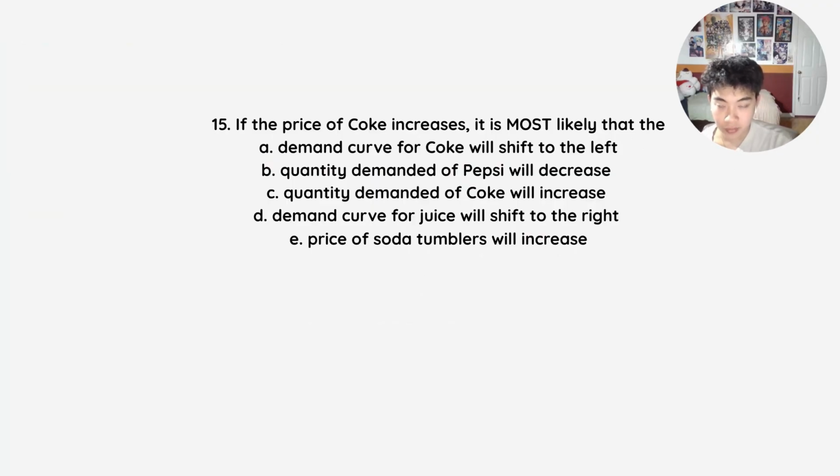So question 15. If the price of Coke increases, it is most likely that: A. Demand curve for Coke will shift to the left. B. Quantity demanded for Pepsi will decrease. C. Quantity demanded of Coke will increase. D. Demand curve for juice will shift to the right. E. Price of soda tumblers increase.